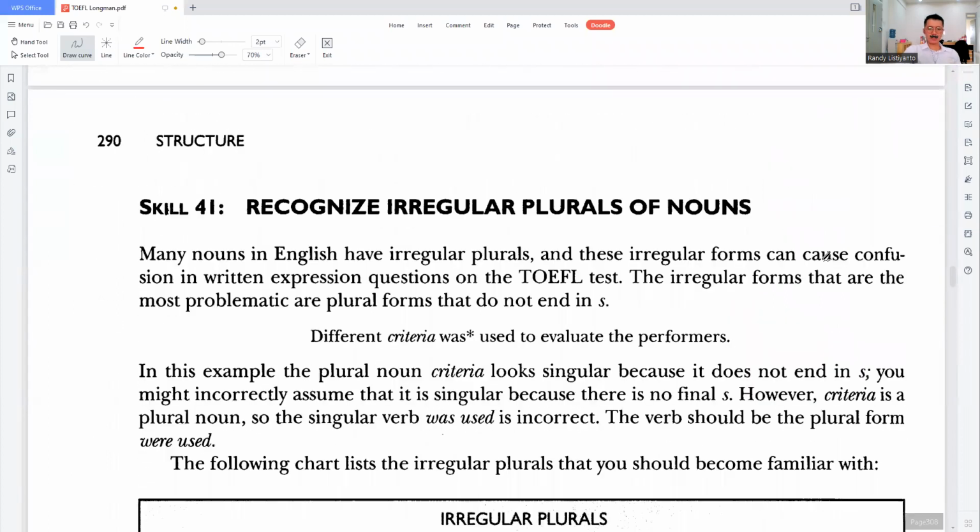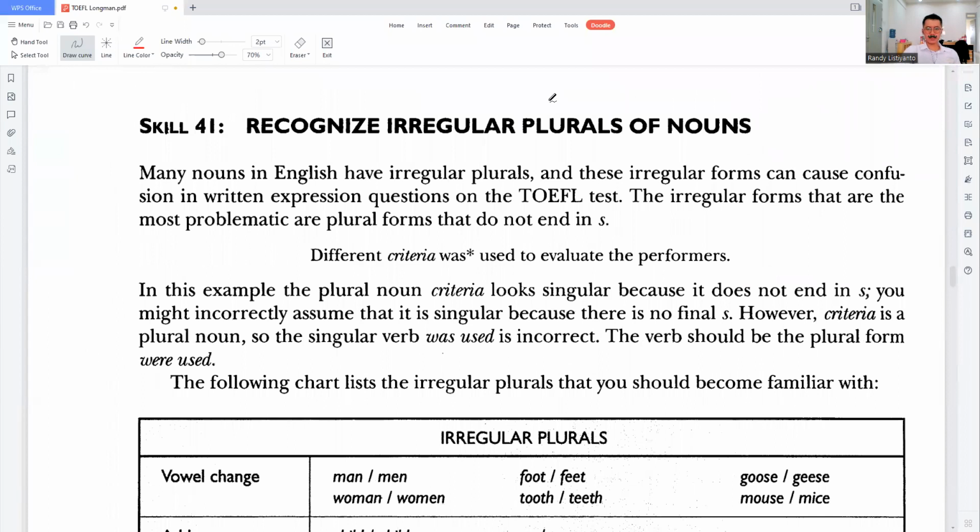After that, skill 4, recognize irregular plurals of nouns. There are some nouns that should be modified in such a way when we want to turn the singular nouns into the plural ones. But sometimes there are some nouns that have no rules or patterns to change from singular to plural nouns.